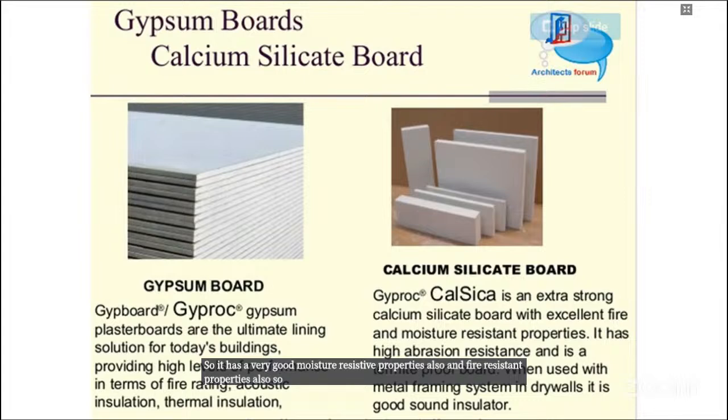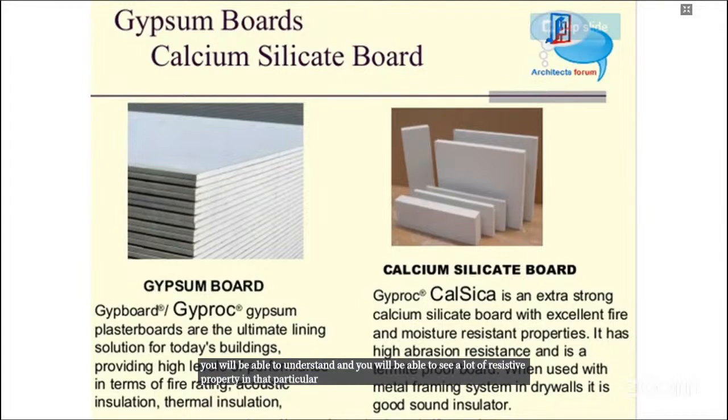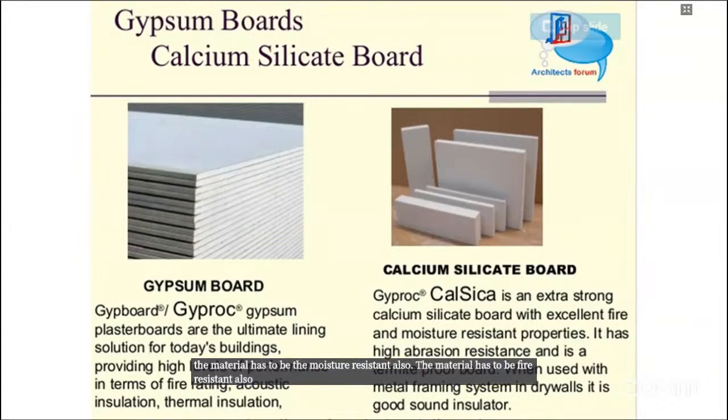So whenever you are searching for a particular type of product for your particular type of building, you will be able to see a lot of resistive properties in that product, right? Because whenever you are designing, maybe a toilet or a washroom, that has to be moisture resistant. The material has to be moisture resistant also. The material has to be fire resistant also. So there are different performances in terms of different resistivity.